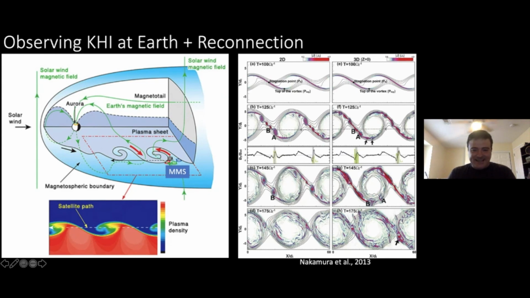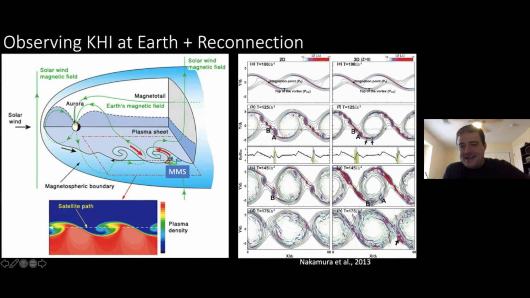And here you can see what it would look like in a simulation. Here's dense plasma in the magnetosheath. Here's tenuous plasma more inside the magnetosphere, and it just flows past the satellite. Now here's a simulation of Kelvin-Helmholtz. Again, we're looking at current, as well as magnetic field lines.